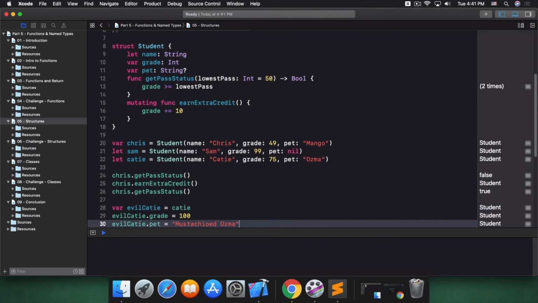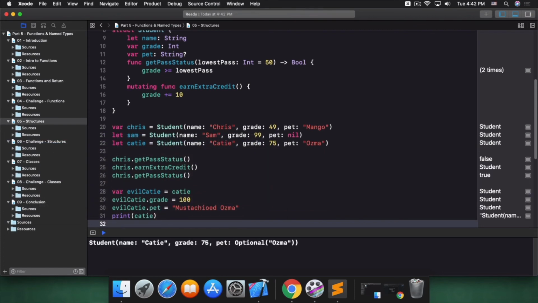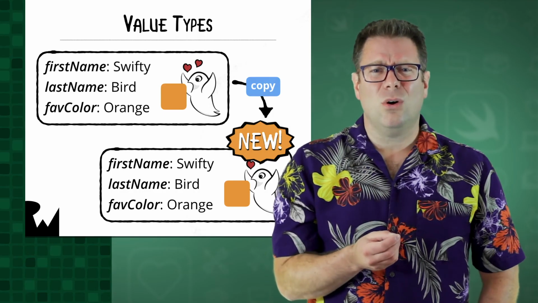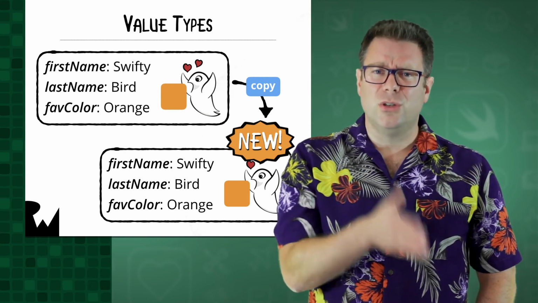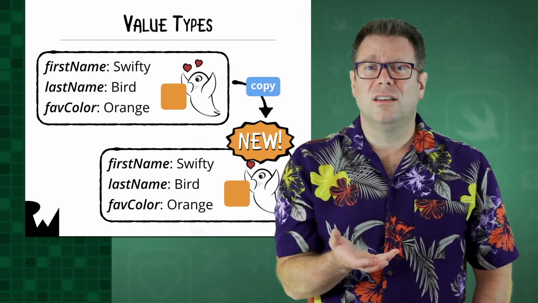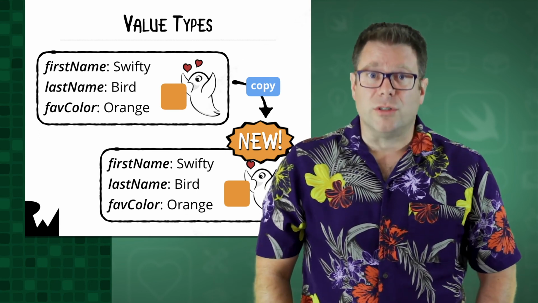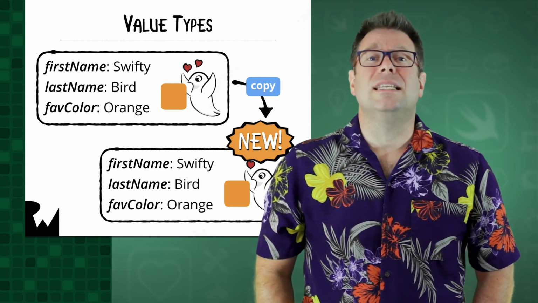So now that those properties can change, if you show the values of both Katie and evil Katie, they no longer match. So, is that what you expected? Or, in your mind, if you were to assign a student to two different variables, would you expect them to always keep their properties in sync? Now, both ways of thinking are valid. But when dealing with value types, which structures are, all the variables you assign will be independent.